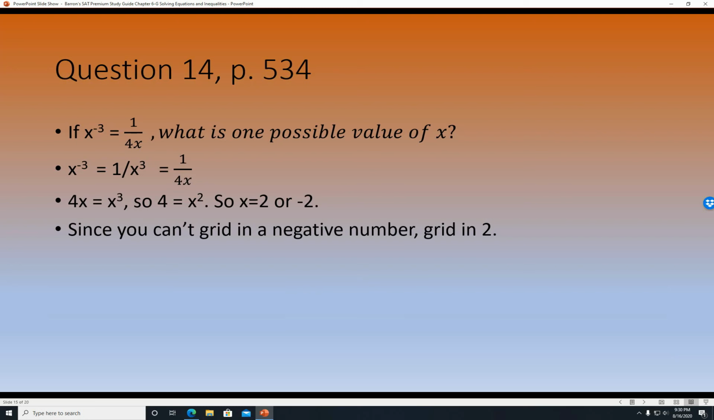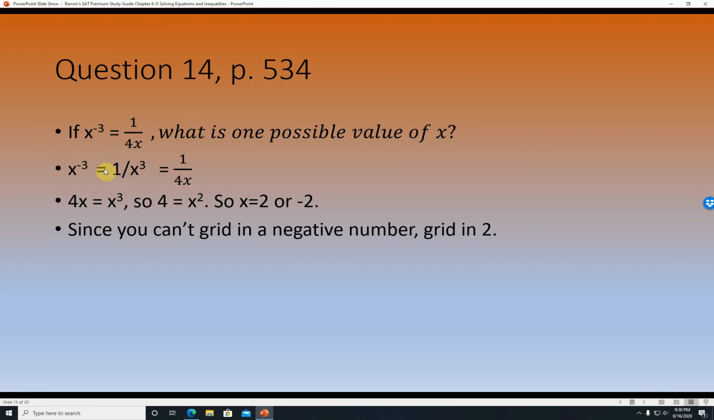Okay. 14, page 534. If x to the negative 3 is equal to 1 over 4x, what is one possible value of x? And in case you're wondering about all this, these italics, when I use the formula thing in PowerPoint that I do these on, if you write with normal letters where a formula goes, you get kind of this math font and it's italicized, but it does look very intense. What is one possible value of x? Please, pray tell me what is one possible value of x. Okay. Anyway, getting back to this.